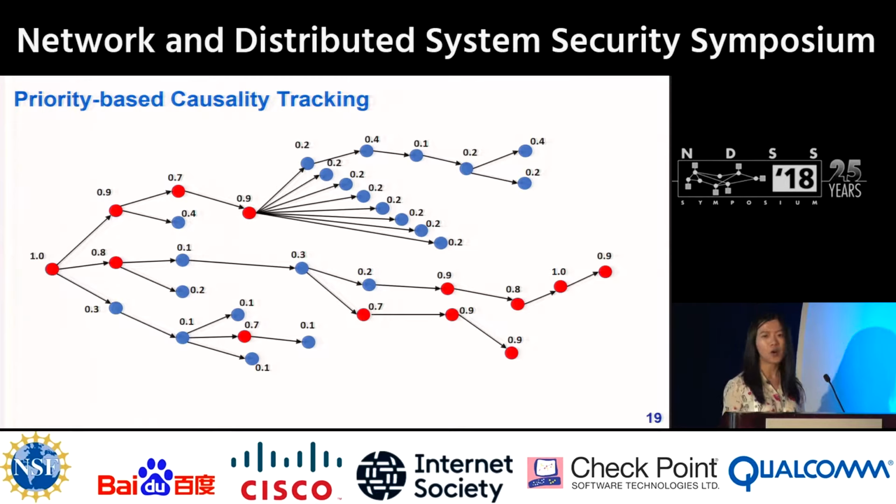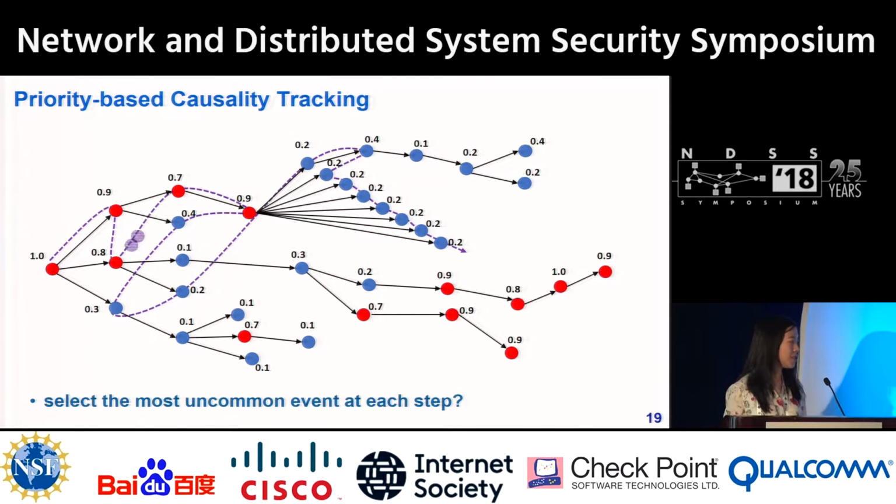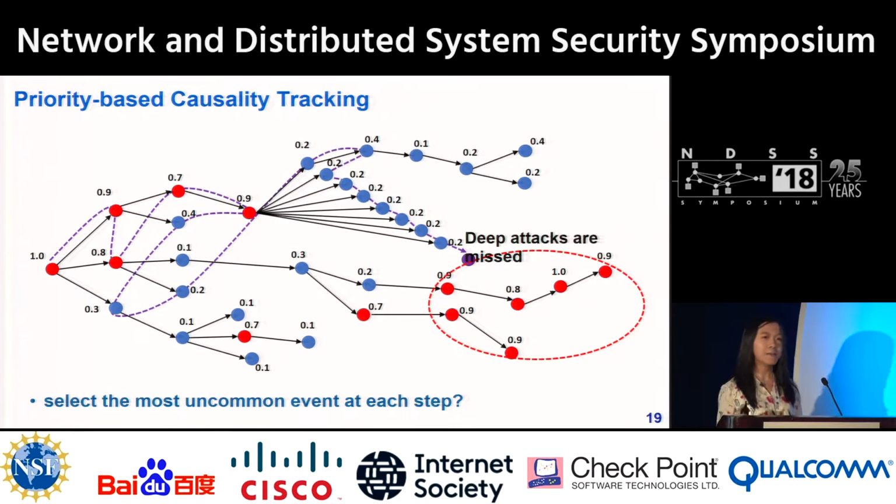Now we have the rareness score for each event. We are ready to perform priority-based causality tracking. The naive approach that comes to mind, of course, is to simply select the most uncommon event at each step. The problem is that it doesn't fix the issue that deeply buried attack traces can also be missed before an analysis deadline. This is because the rareness score only reflects the property of a single event, and it will lead us to be stuck at some local optimum.